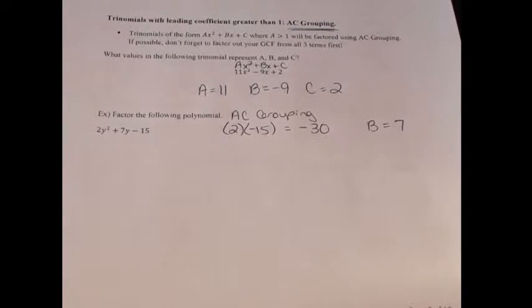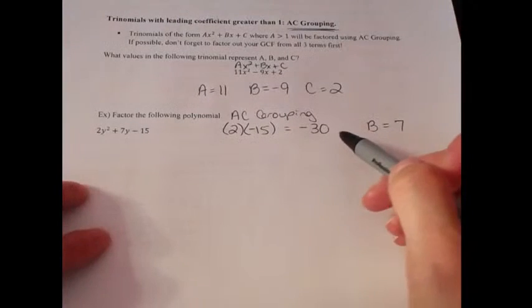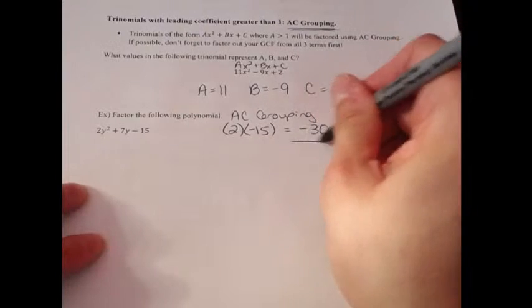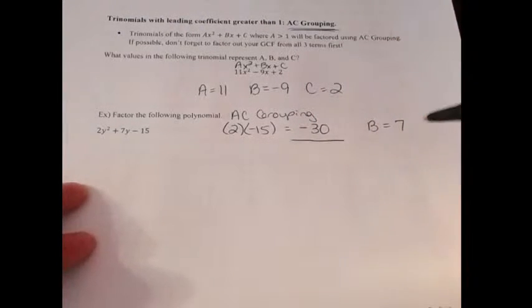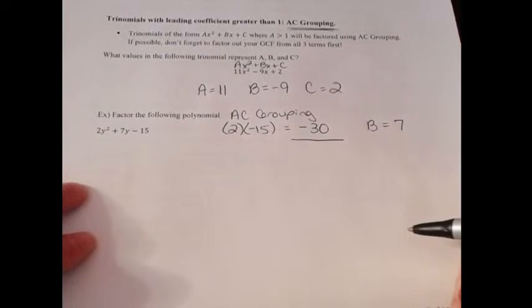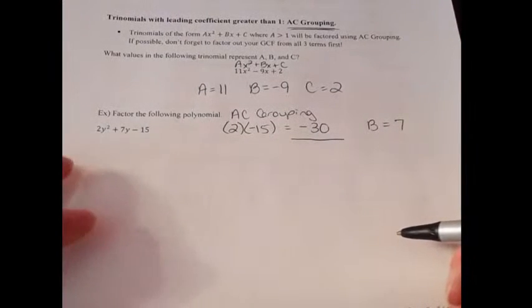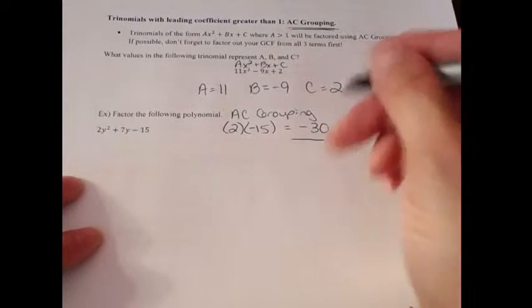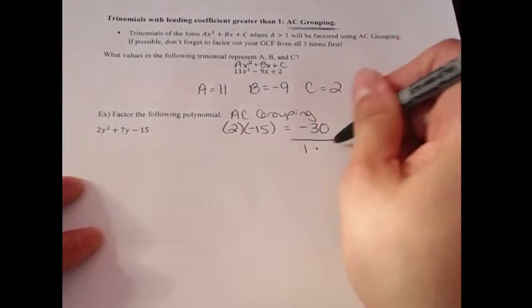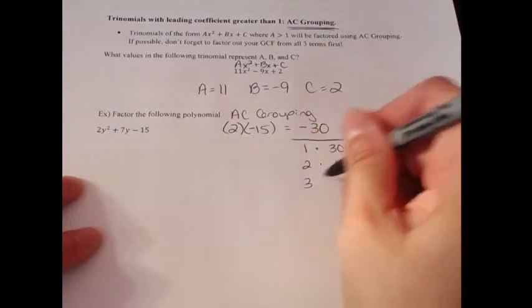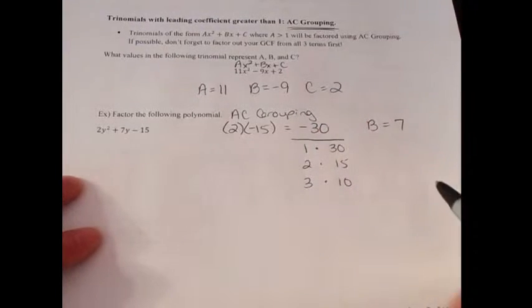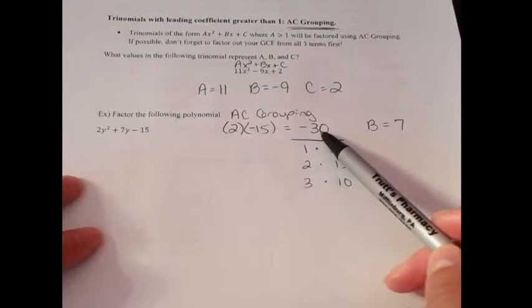So what we want to do right now, and I'm going to try to illustrate this in different ways throughout our notes, is this. When I make those factor pairs that we did earlier, which one will result in a positive 7? Which pair will result in a positive 7? So I'm going to write out the factors. 1 times 30, 2 times 15, 3 times 10. But notice I need a negative 30.